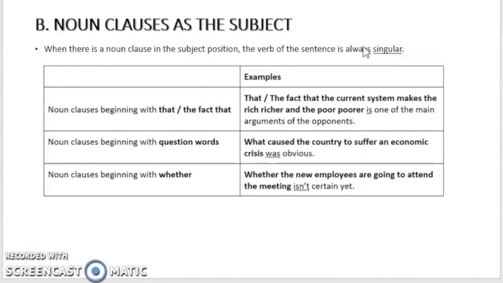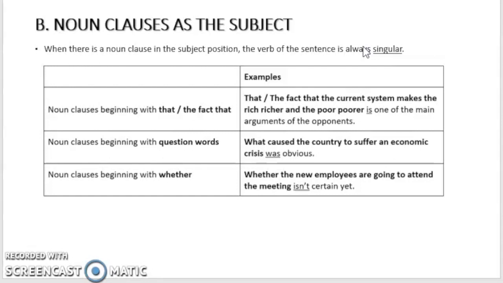The final type we have is the noun clauses beginning with whether. For example, whether the new employees are going to attend the meeting isn't certain yet. As you can see, in this sentence, whether the new employees are going to attend the meeting is the noun clause and it starts with whether.